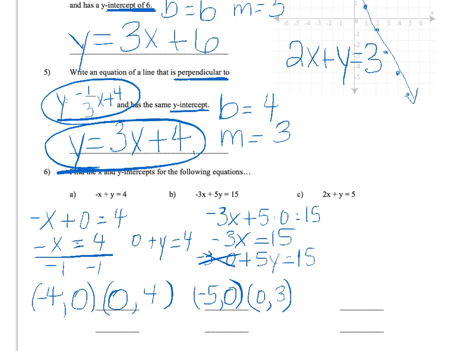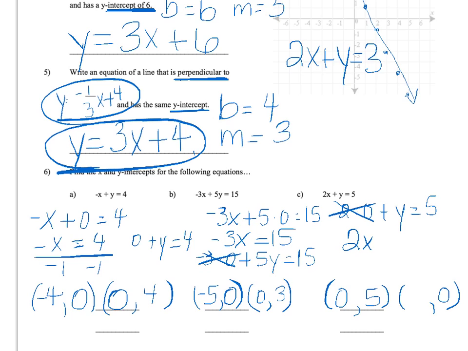And for part C, same thing. Setting one of them equal to 0 and then the other. And if you have 2 times 0 plus y equals 5, the 2 times 0 is ignored, and you have y equal to 5. So there's our y-intercept, 0, 5. And our x-intercept, we're going to set the y-coordinate equal to 0. So we have 2x plus 0 equals 5, which really means that we have 2x equals 5. And so x is 5 over 2.